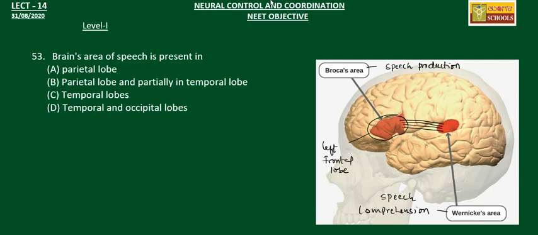So out of the options here, brain's area of speech is present in parietal lobe, and in the temporal lobe, a small portion occupying here. So they are talking indirectly about Wernicke's area. So the right answer will be parietal lobe and partially in temporal lobe. So option B will be the right option, not completely in temporal lobe or temporal and occipital lobe. That is not so, only B will be the right option.